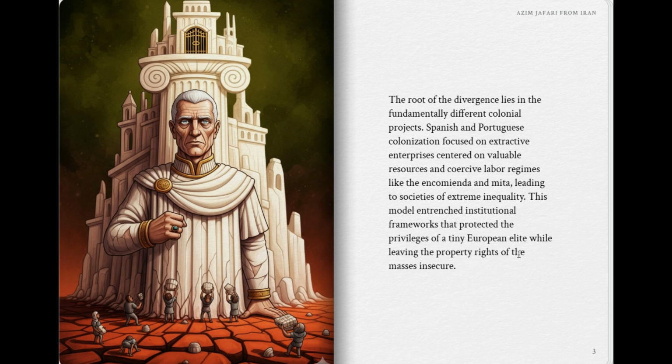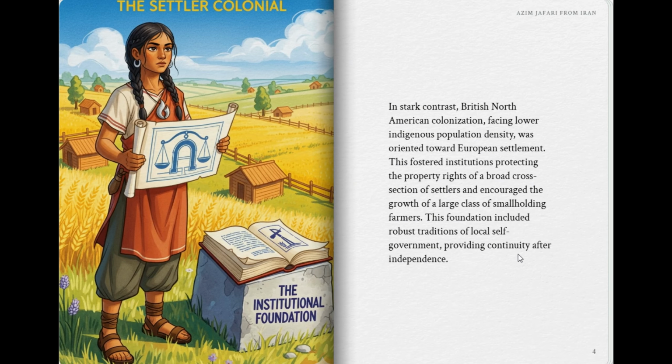the masses insecure. In stark contrast, British North American colonization, facing lower indigenous population density, was oriented toward European settlement. This fostered institutions protecting the property rights of a broad cross-section of settlers and encouraged the growth of a large class of smallholding farmers. This foundation included robust traditions of local self-government, providing continuity after independence.